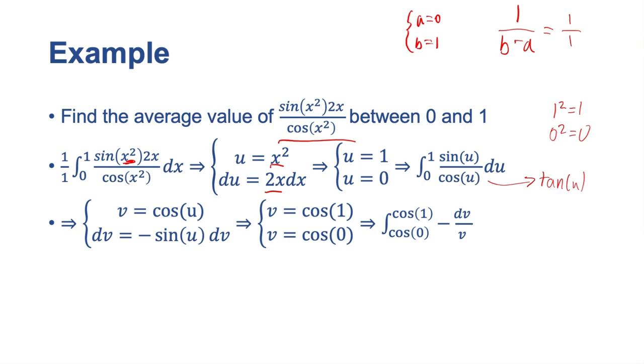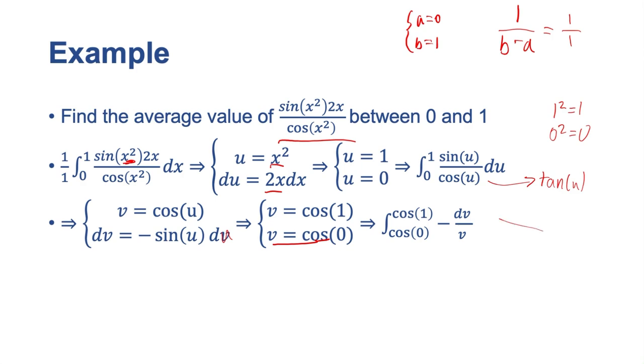So we are going to need to set v equal to cosine of u and dv equal to negative sine of u du. Now we have another successful change of variables, but we need to change our bounds again. So v is going to be equal to the cosine of 1, and v is going to be equal to the cosine of 0. We are going to keep answers exact for this problem. So this gives us the integral between cosine of 0 and cosine of 1 of negative dv over v.